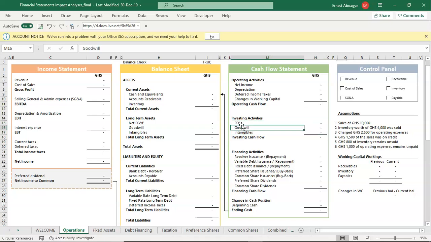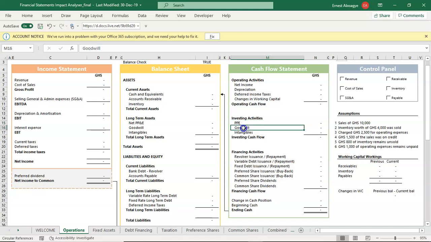So if we buy any property, plant and equipment, which we call PPE, we straight away account for the cash here, deduct it. If we make any sale of the property, plant and equipment and we make some cash, it's also accounted for here in the cash flow. So it's pretty much simple.